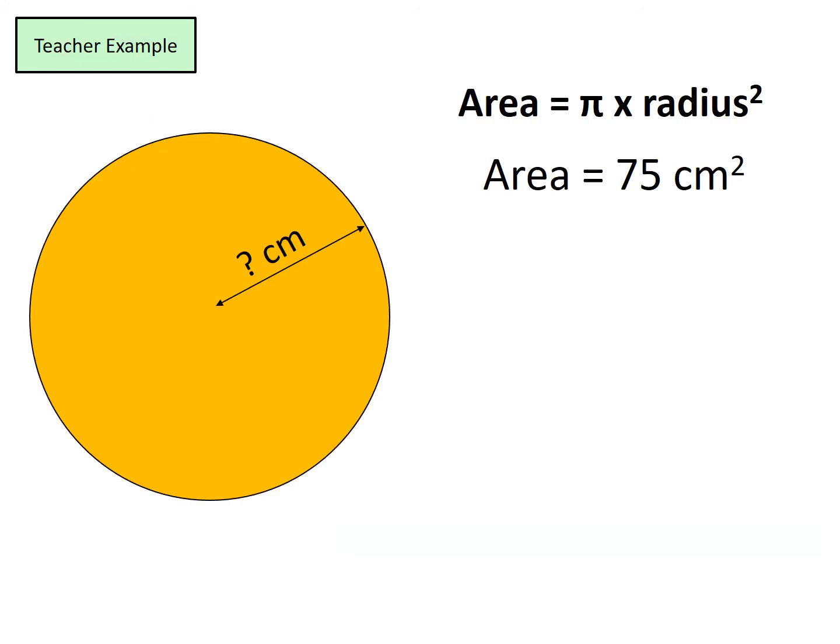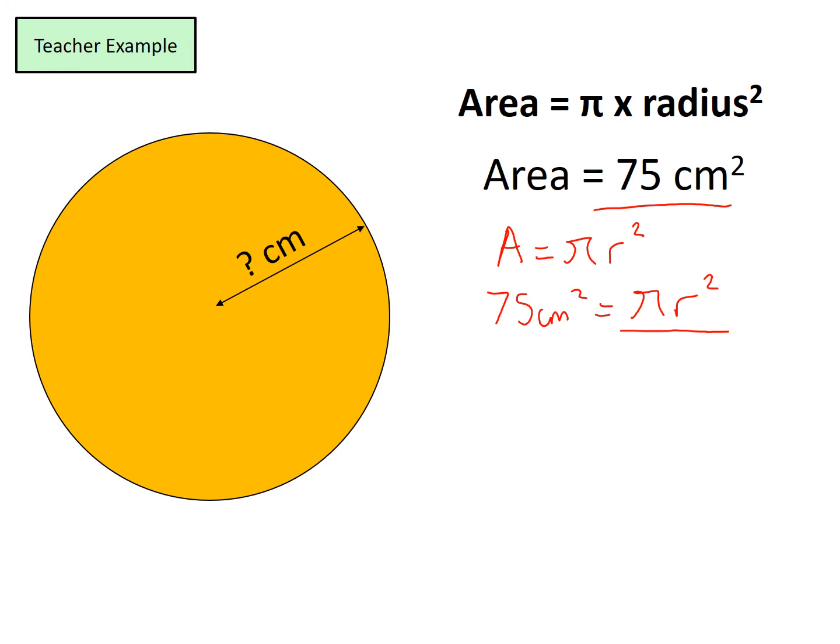Okay, in this question we need to find the radius, where the area is given as 75 centimeters squared. Using the formula, area equals pi times the radius squared, we can make an equation out of this by substituting the area into this formula. So we will have 75 centimeters squared equals pi times the radius squared. Now we're trying to get that radius on its own. At the moment it has pi times radius squared, so let's remove the pi first.